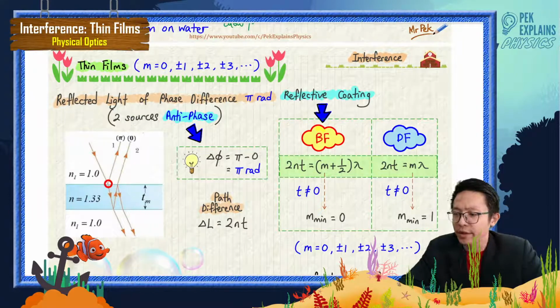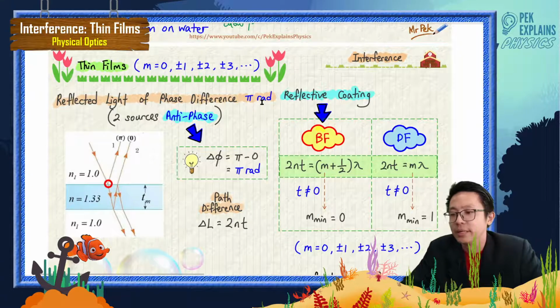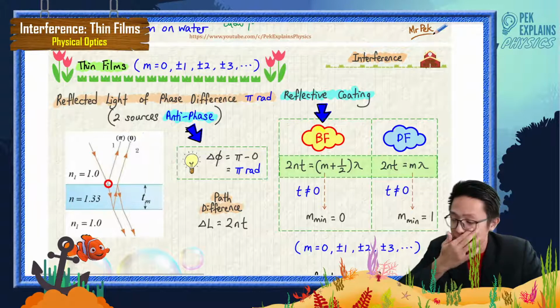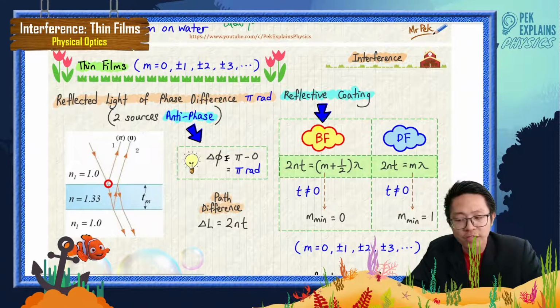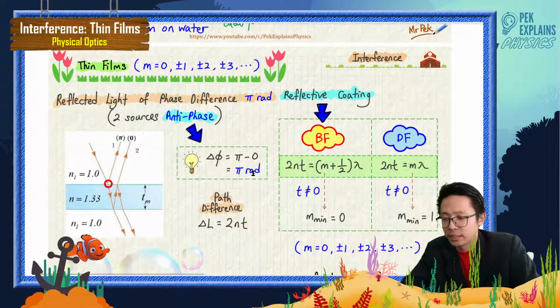Alright, here you have a reflected light with a phase difference of pi radian. That means these two reflected lights, wave 1 and wave 2, have a phase difference of pi radian. That means they are anti-phase. What it means is these two waves, pi minus 0. So the phase difference between these two waves is pi radian. We can say pi minus 0 equals pi radian.